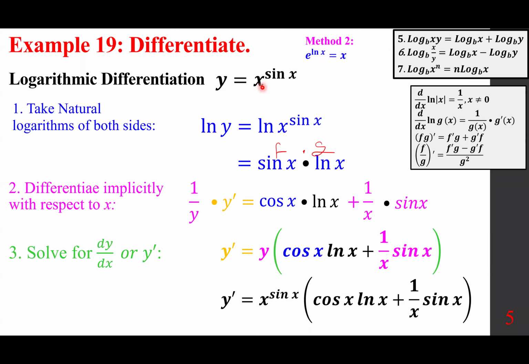The second method is to remind everybody that e to the power of ln x is equal to x. Therefore, we can replace the x with e to the power of ln x. If I do so, x to the power of sine x becomes e to the power of (ln x times sine x). And this one we know how to differentiate when it comes to exponentials, and you can finish it that way. It must give you the same answer we received here, and it will.